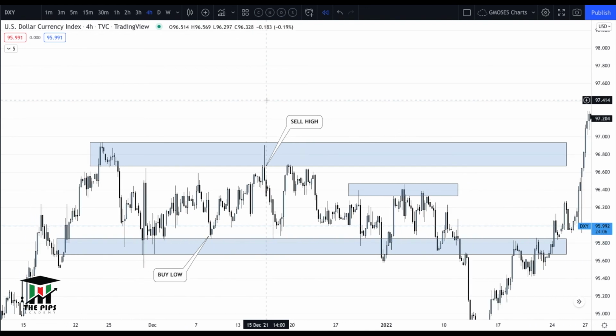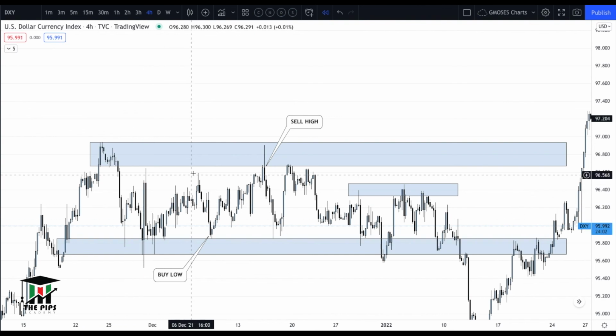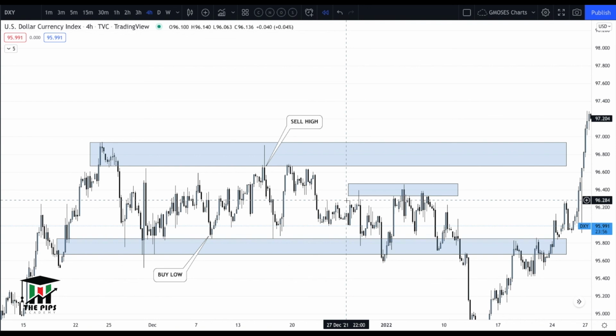This form of support and resistance is horizontal support and resistance because price is moving horizontally. In the next video, we're going to talk about diagonal support and resistance and how price moves in a diagonal form.